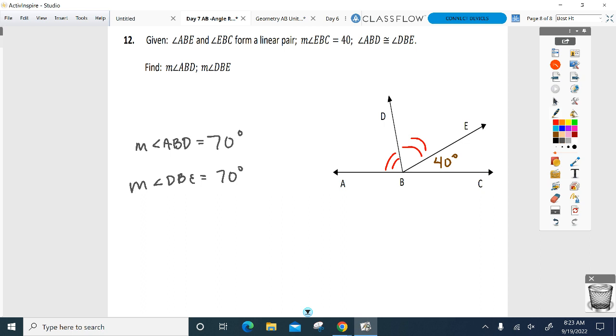Go ahead. Yep. And then you split it. They're congruent. So I split them in half. And that's where I get 70. Everyone's all good? We know this right here is 140 because it forms a straight line with the 40. Okay. Great job.